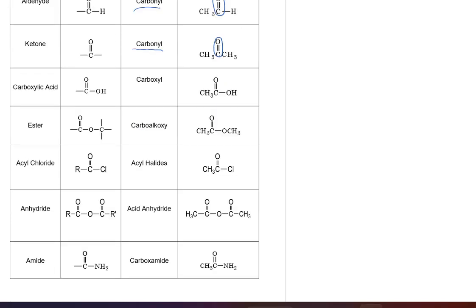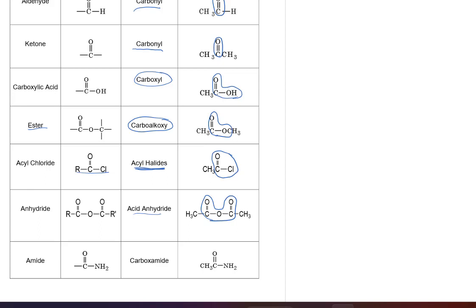Okay, next is carboxylic acid. The name of the functional group is carboxyl, COOH. Okay, next is ester. The name of the functional group is carboalkoxy, COOC. So next is acyl chloride. The name of the functional group is acyl halide, so COOCl. Next is anhydride. The name of the functional group is acid anhydride. So this is the functional group.